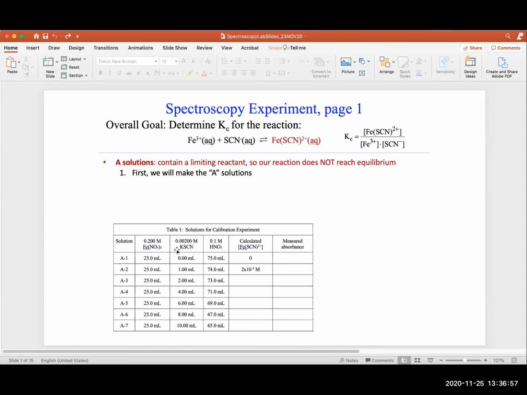Iron is 0.2 molar, KSCN is 0.002 molar. KSCN is limiting, so it limits the amount of product we make. So we actually don't have an equilibrium reaction here. All of your limiting reactant is converted to products, so you can calculate that molarity.